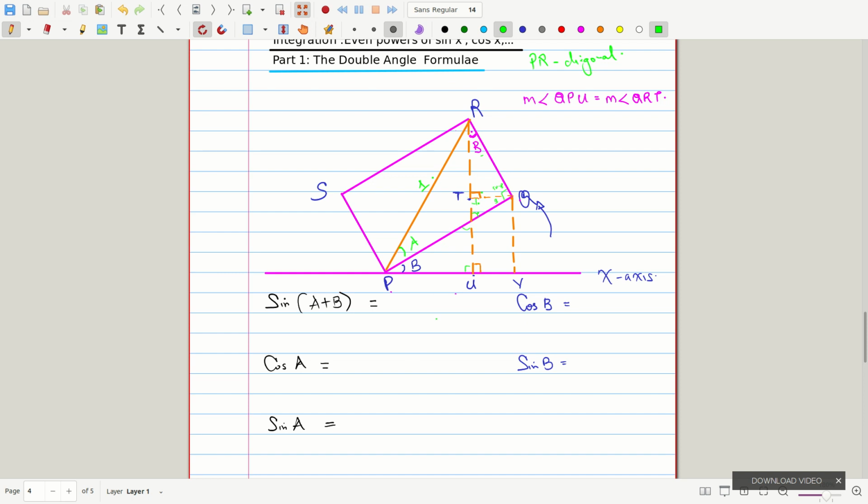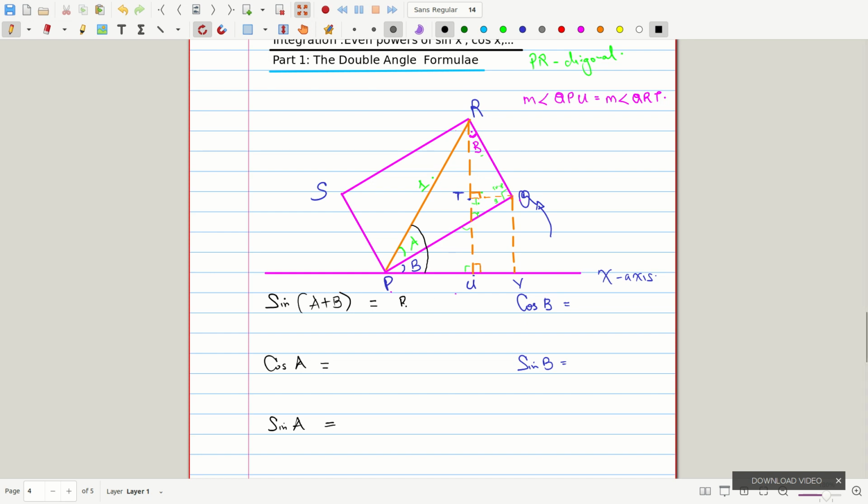Great. So we would like to start by now filling in the gaps here, because I wanted to make the video short. I just wrote down a few things so that we can just now start filling in. So we see A plus B is the measure of this whole angle. This is A plus B. So we are going to say that sine of A plus B is going to be equal to the opposite side, which is RU in this case.